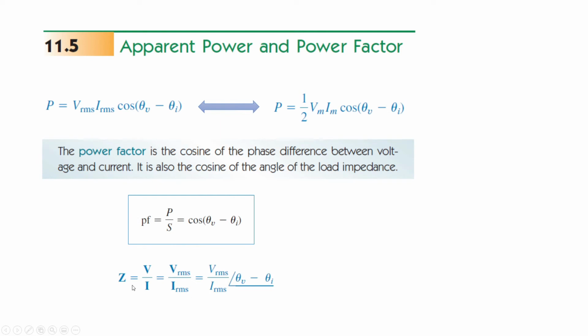So another way to look at it is that this angle theta V minus theta I is the phase difference between the voltage and current, and we get this situation where we're subtracting theta I from theta V when we divide voltage by current, and that means theta V minus theta I is the angle argument of the impedance. Right. So this is basically what we need to know about the apparent power and power factor.